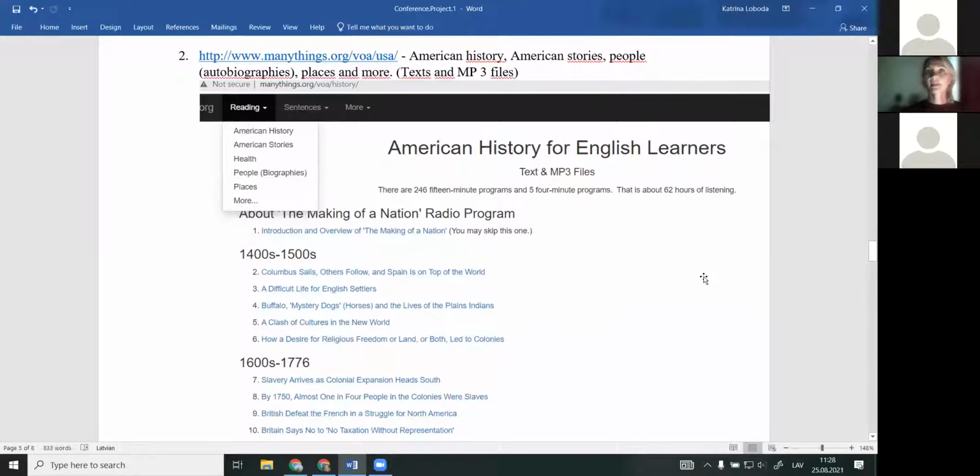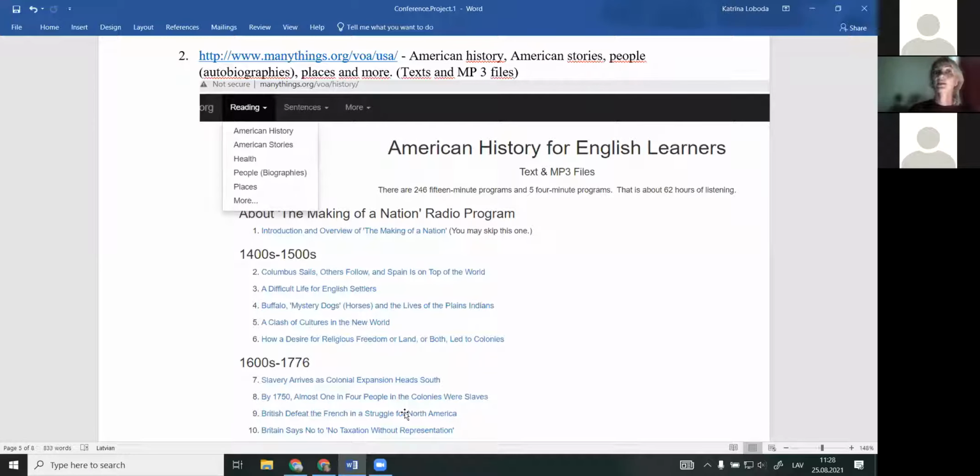So on this website, if you click on reading, so manythings.org, you can find text and MP3 files about American history. Again, you can think about how to incorporate these topics into your American studies project. Maybe you will split the students into different time periods. Students can find some event they're interested in and present it to the classmates or in other ways.